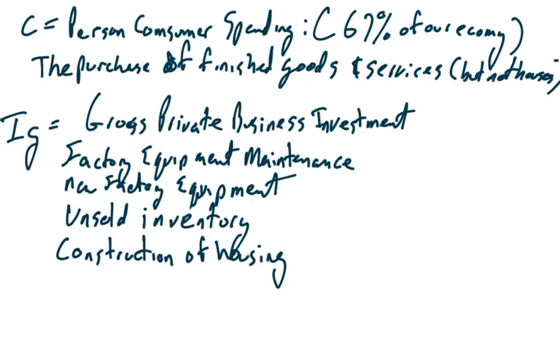All right, so that's consumer spending, that's gross business investment, and that is going to bring us to government spending, right? G for government spending, right? This is short for government spending.